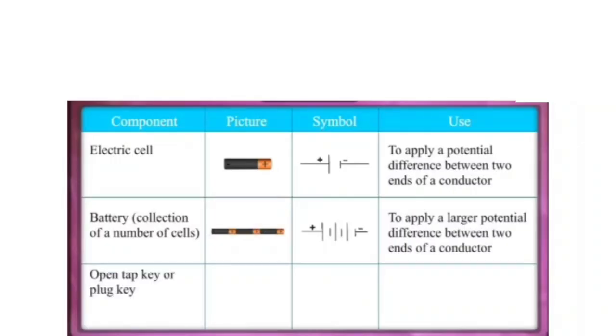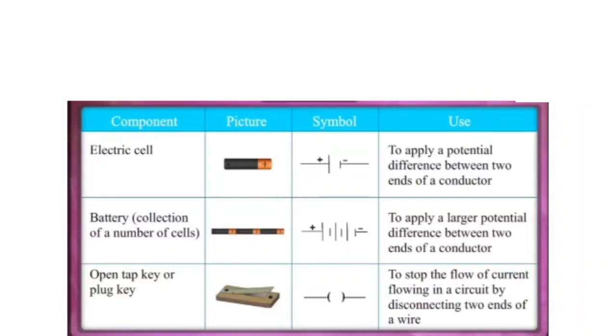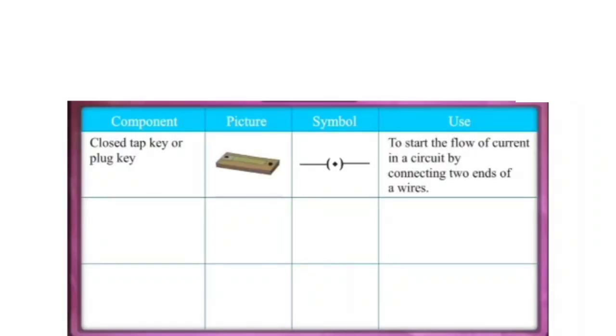The next one is open tap key or plug key. You can observe here the symbol of open tap key. It is used to stop the flow of current in a circuit by disconnecting two ends of wire. Closed tap key or plug key. Here is the symbol for closed tap key. Closed tap key or plug key is used to start the flow of current in a circuit by connecting two ends of wires.